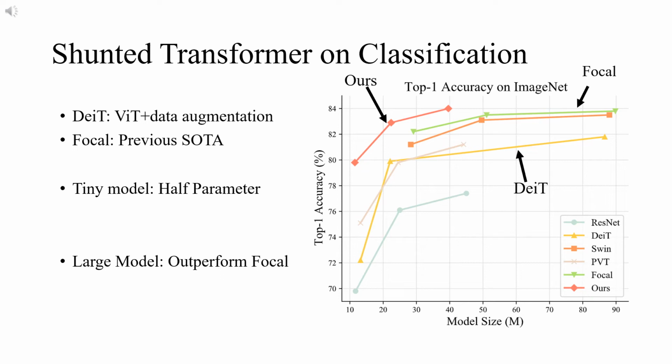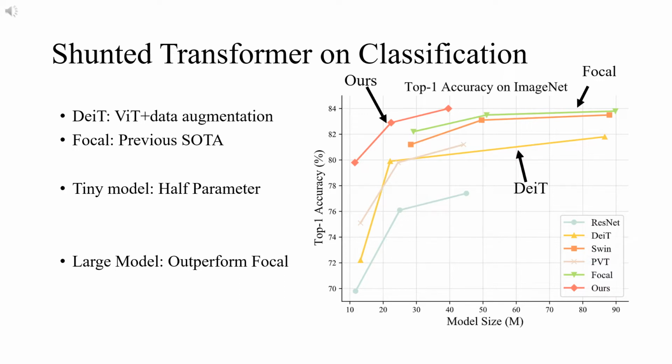To solve some problems of ViT and its successors, we propose the Shunted Transformer. I'd like to show the performance at first before going to the details. We apply our model on ImageNet-1K classification. The red one is our model, the green line represents the previous state-of-the-art Focal Transformer, and the yellow one represents the baseline model DeiT. Our model shows superiority across different model sizes.